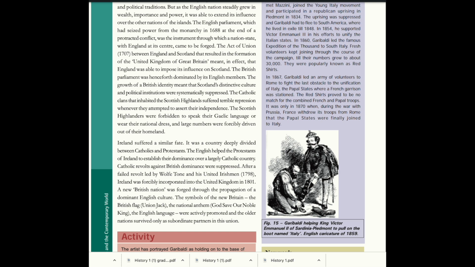Ireland suffered a similar fate. It was a country deeply divided between Catholics and Protestants. The English helped the Protestants of Ireland to establish their dominance over a largely Catholic country. Catholic revolts against British dominance were suppressed. After a failed revolt led by Wolfe Tone and his United Irishmen, Ireland was forcibly incorporated into the United Kingdom in 1801. A new British nation was forged through the propagation of a dominant English culture.